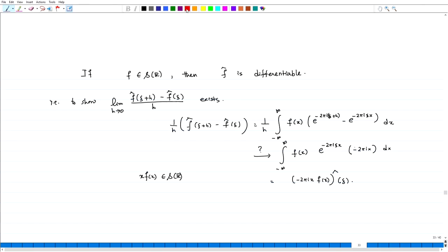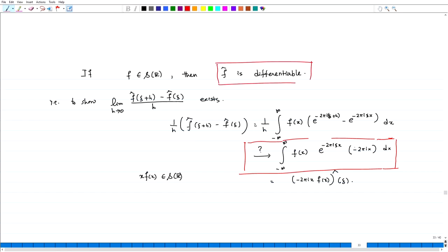So what we need to do is justify that we can push this limit inside the integral. Once we justify this convergence, we know that this limit exists, and therefore f hat is differentiable. In the next lecture, we will justify why we are able to interchange the limit and the integral, as well as show that if f is in Schwartz space, then f hat is also in Schwartz space. Thank you.